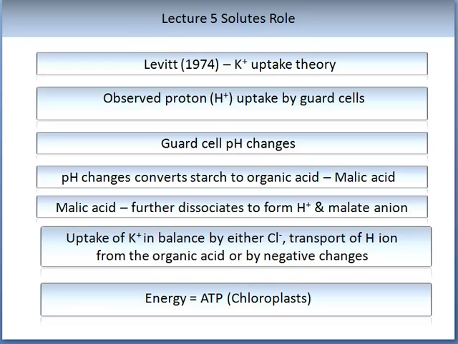With the accumulation of malic acid, further dissociation occurs to form hydrogen plus and the malate anion. This results in the uptake of potassium, balanced by either chloride or transport of hydrogen ions from the organic acid, or by negative charges. This process requires energy.